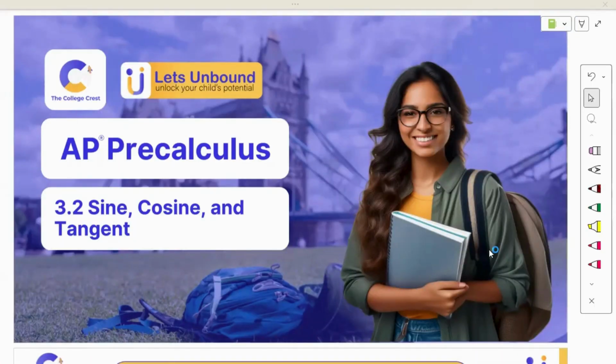So we are in the second episode of AP Precalculus concept review plus problem solving, and this is all about sine, cosine, and tangent in trigonometry. Be ready with pen and paper to take down the notes, and sit in an environment where you have no distractions. With this, we are starting our lesson for today.